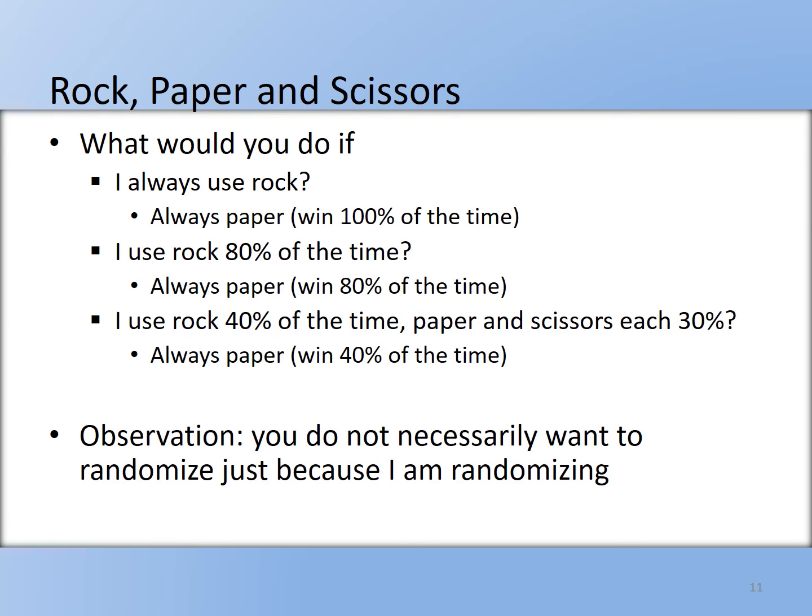So the observation here is that you do not necessarily want to randomize just because I'm randomizing. It's actually, in some sense, more difficult than we assume. In playing rock, paper, and scissors, it's not immediately obvious that you want to use all three possible actions. I've just shown you that in many cases, you want to use just a single type of action. In what case would you actually want to randomize?